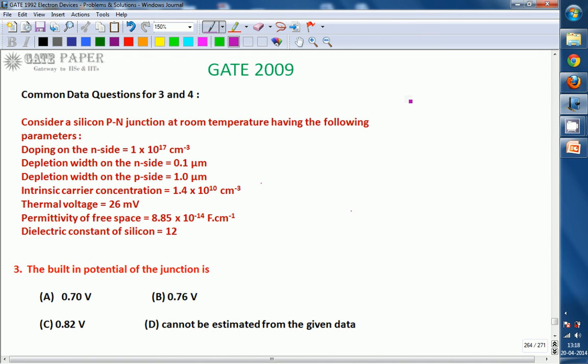We are discussing the GATE 2009 ECE paper, and this question is related to electronics. This is common data for the next two questions. First of all, we will look at the data.